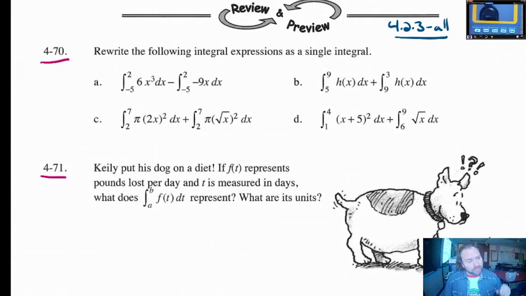So here we go. First thing we've got to do in these first questions in 470 is to rewrite the integral expressions as a single integral. So we're combining ideas together here.